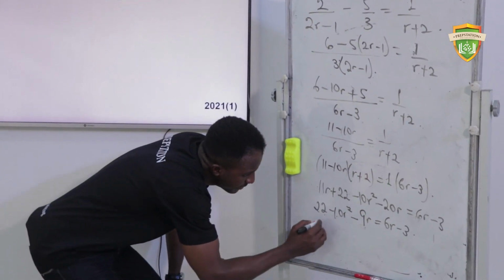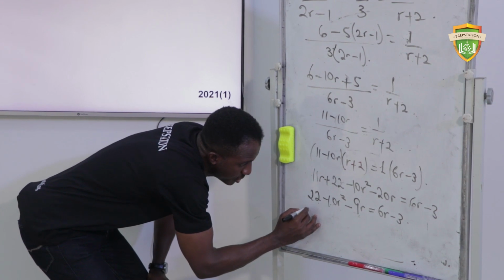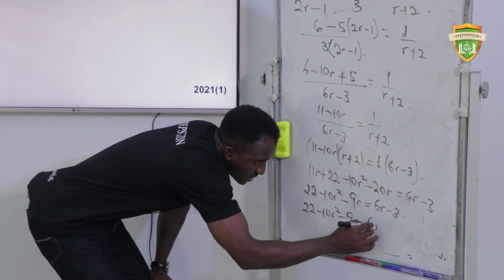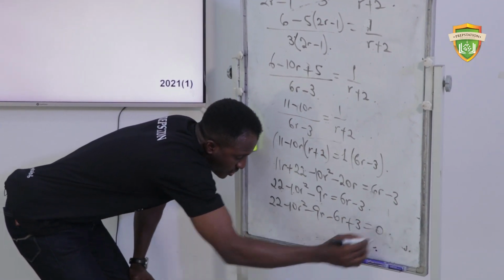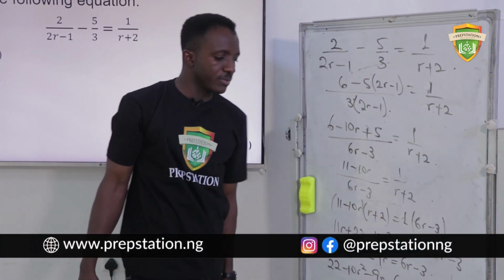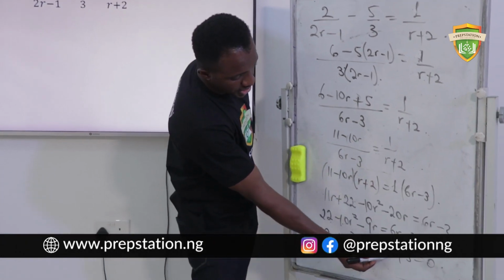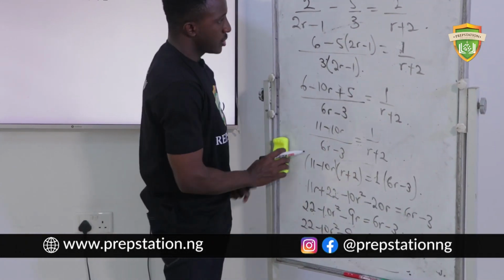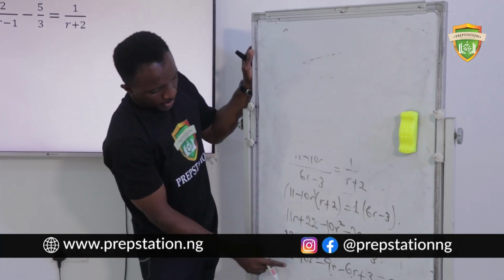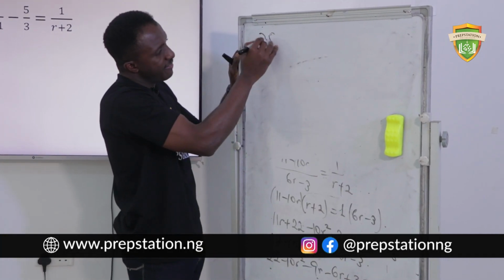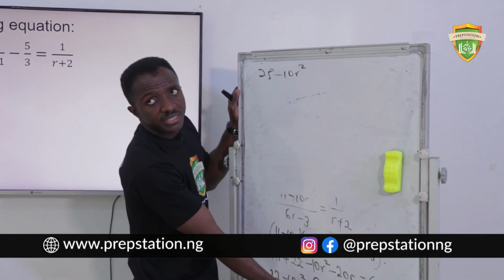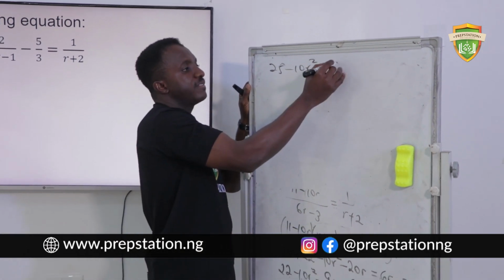So now we have, collecting like terms, 22 minus 10r squared minus 9r minus 6r plus 3 equals 0. Do not forget, this is plus 6, it comes over here, it becomes minus, this is minus 3, it comes here, it becomes plus. So we still have a lot of things to do. I'll work on this side of my board, and I have 22 plus 3 is 25, and then minus 10r squared, minus 9 minus 6 is minus 15, minus 15r.